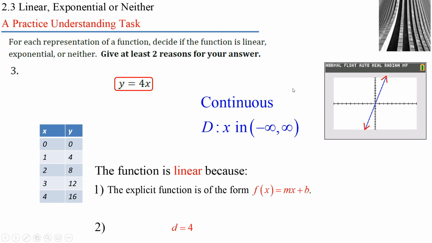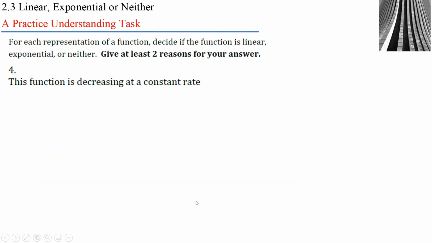So look at this. We actually have 3 models again, and it said give at least 2 reasons for your answer. Well, we have 3 reasons. We have the equation of the form f of x equals mx plus b. That's slope-intercept form of a line, or a linear function. We have a table that shows a common difference of 4. So again, if I have a common difference, I have a slope, and that means I'm linear. And then when we graphed it, what are we looking at? A straight line. Awesome.